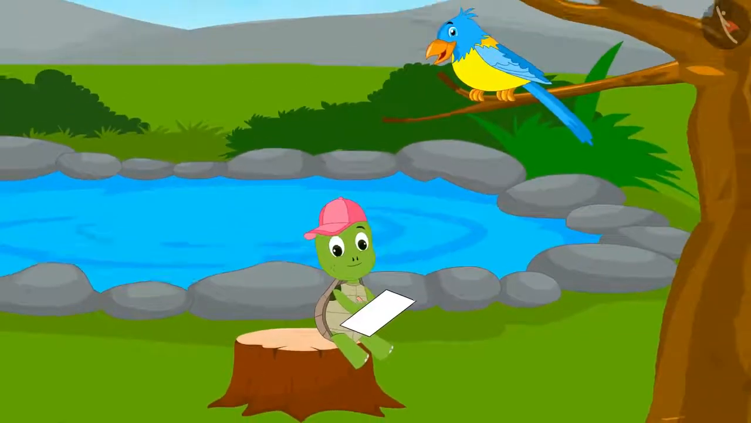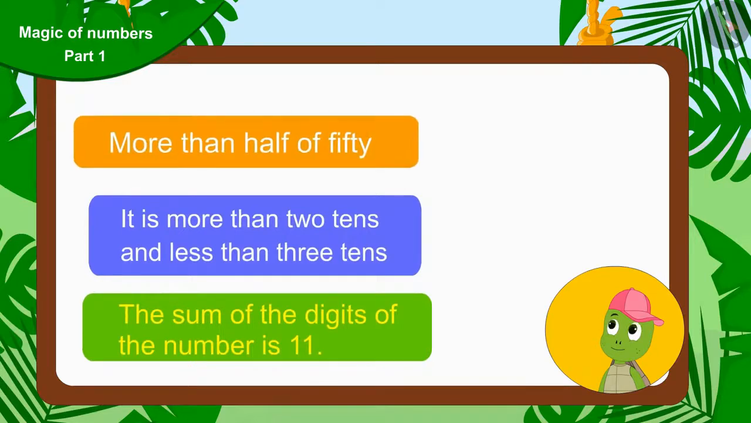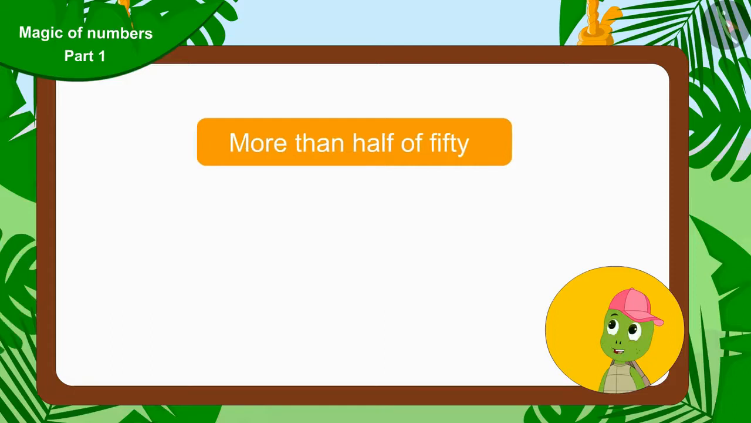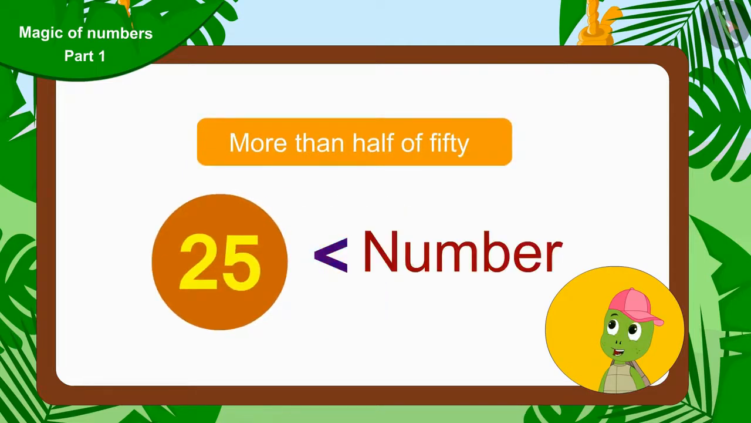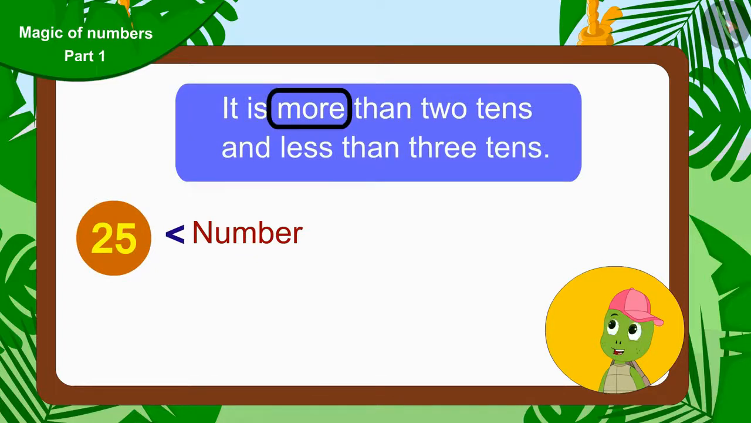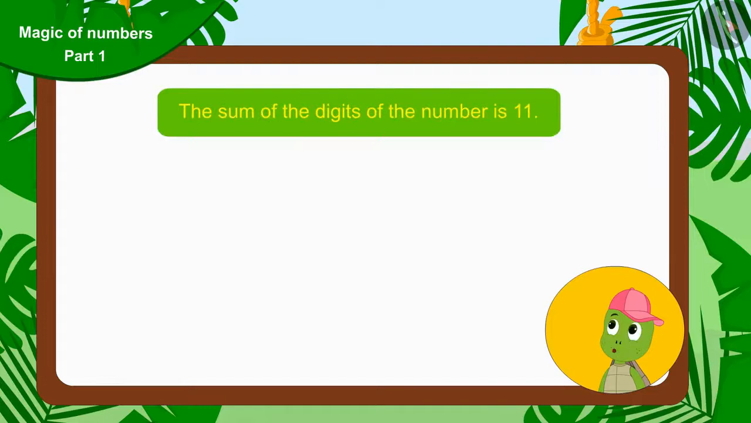Tufan wrote down all the hints of the bird on a paper like this and then began to solve each one of them. The number is more than half of 50. Half of 50 will be 25. This means this number is greater than 25. According to another hint, this number is more than 2 tens and less than 3 tens. That means this number is more than 25 and less than 30. According to the third hint, the sum of the digits of this number is 11.